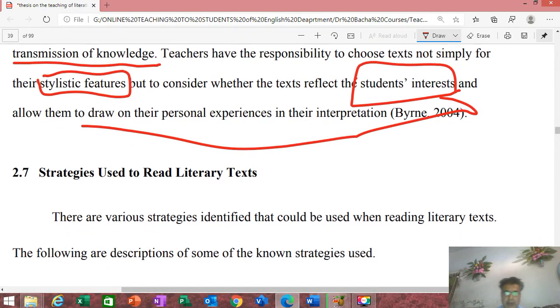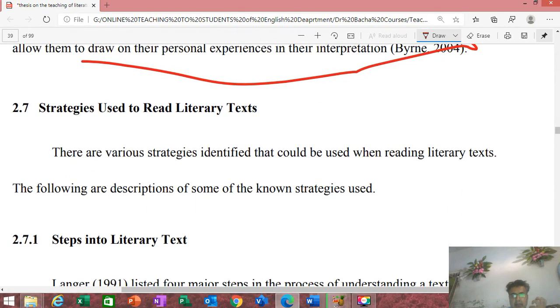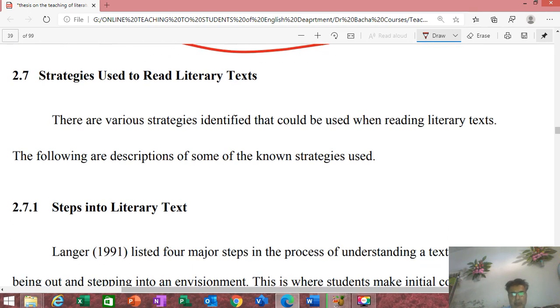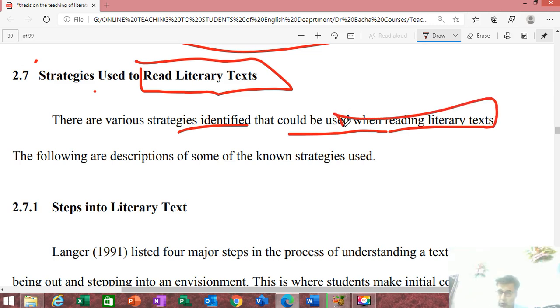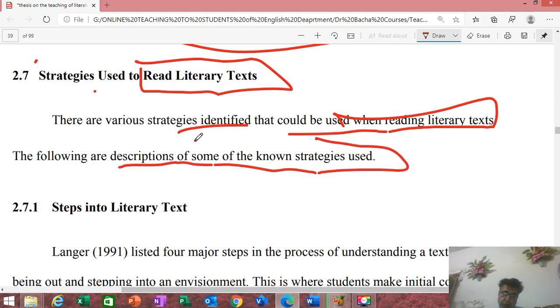All right, my dear students, we have to move ahead because certain strategies are used to read literary text. Now it's time to discuss the use of certain strategies which are used for reading literary text. There are various strategies identified which could be used when reading literary text, and which can help you a great deal. The following are descriptions of some of the known strategies which are often used.